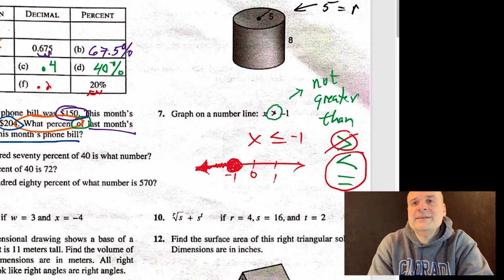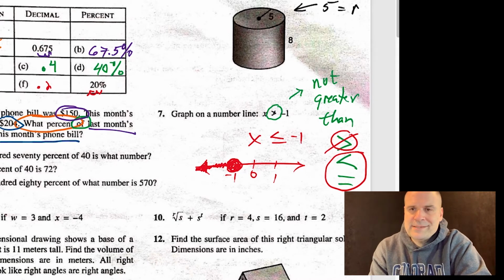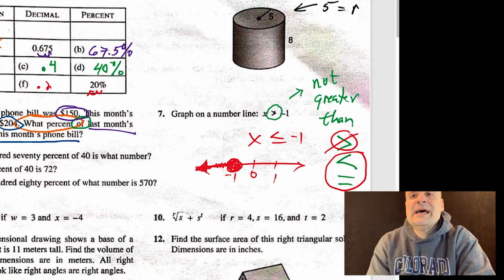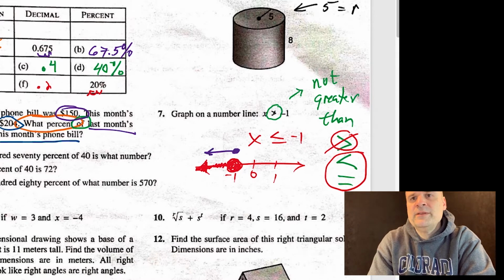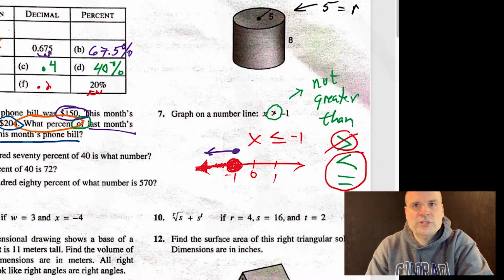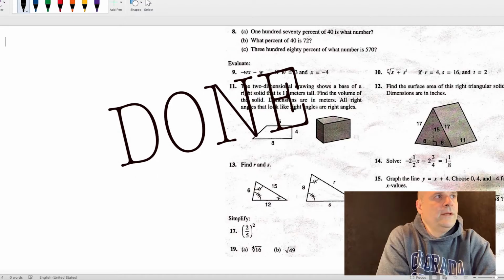So pretty. Okay, does that make sense? You can do it like that. You can also, I've seen people just do it like this too, where they just put a dot up here and they just put an arrow above it. That works too. Okay, good job. Moving on. Number 8.